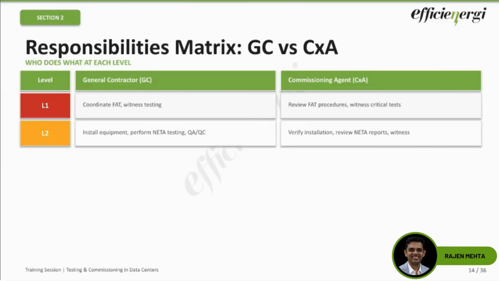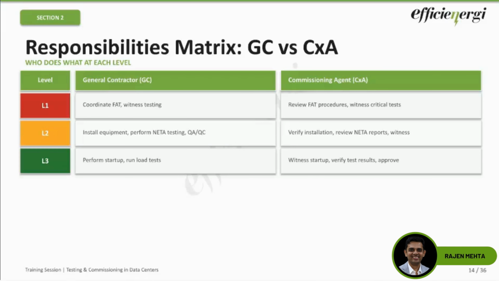Okay. L2 stage, the installation stage: the GC does all the physical work, right? Installation, testing, QA, QC, all of that is done by the GC. Whereas the CXA needs to ensure that the yellow tag is approved before the energization authorization is given. Then you go to the green tag, that is the L3 stage. Here, the GC has to perform the startup. All the load tests have to be run by the GC, and the CXA has to witness the startup. He has to ensure that the test results are correct, and he has to approve the sign off for the green tag.